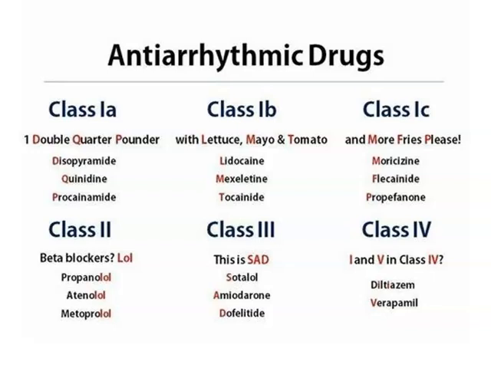I actually like this one a little bit better because it gives you a mnemonic to remember them and the drugs that belong in there. So our class 1A, double quarter pounder, class 1B with lettuce, mayo, and tomato, and more fries, please, right? So class 1A, 1B, and 1C. Class 2 are our beta blockers, LOL. Class 3, this is sad. And class 4, I and V in class IV or 4. So some things to help you actually remember these drugs.